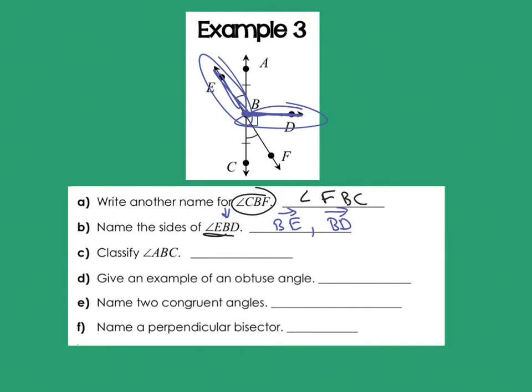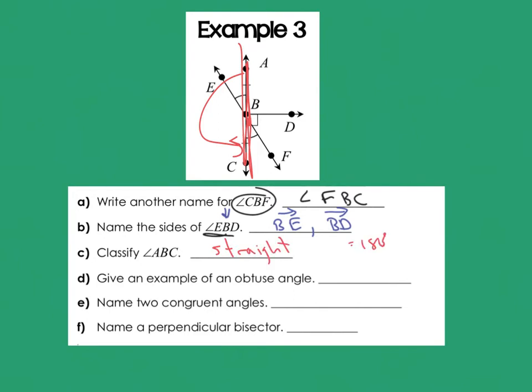Now, we're going to need to classify angle ABC. Let's trace it out. Angle ABC starts at A, goes to B, and then down to C. Oh, that looks like this angle here. That's a straight angle because it's a straight line. So I'm going to say that's straight. Remember, that's equal to 180 degrees.